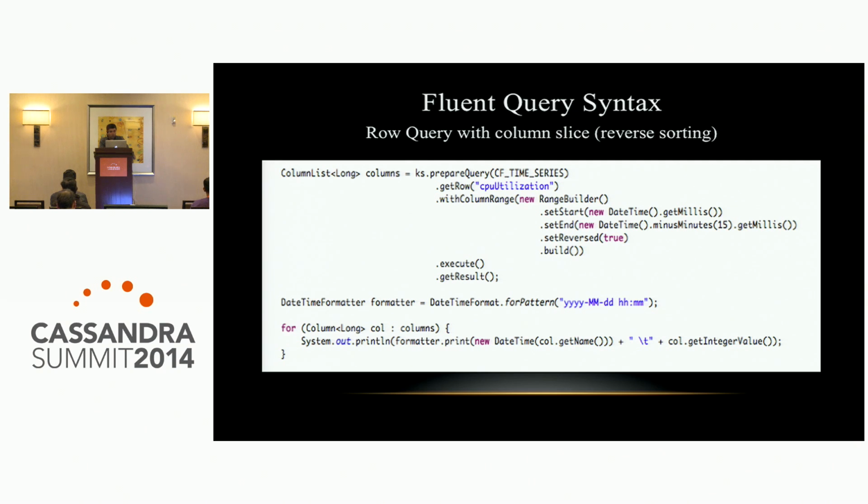I'm assuming you know what a column slice is. You're just asking for a range of columns. So there's a set start, set end. I'm just asking for now minus 15 minutes. That's it. And then execute. And then below, I'm printing the columns. This code actually works. I even had the output below, but I removed it because the font looked totally weird. You wouldn't be able to read the slide otherwise. But that's it. My whole intent of showing this slide is just to prove the point of the fluent query syntax, where you can do something pretty non-trivial, and it flows pretty well, and it's a pretty compact query.